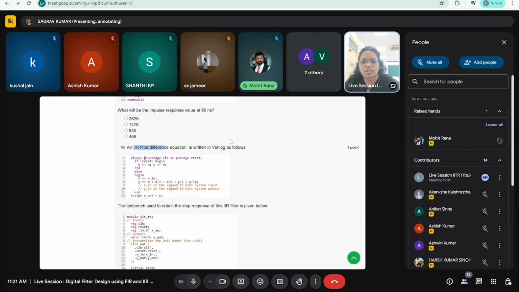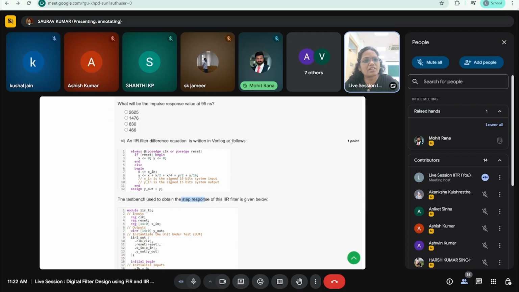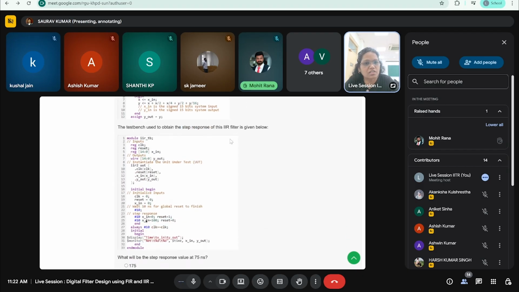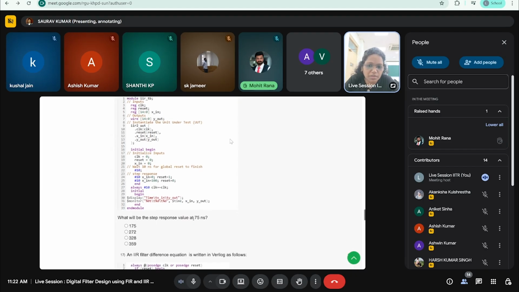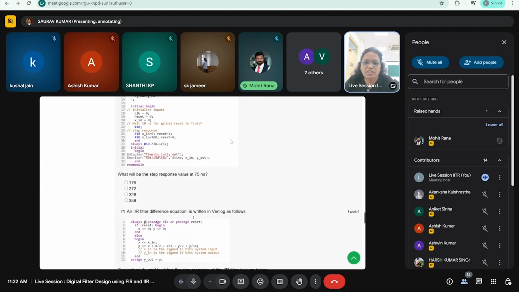16 is also about the IIR filter difference equation, and a very different difference equation, which is dealt with in the lectures, is used here. If you notice the filter equation, get the step response here. So instead of impulse response, get a step response. The test bench is given for step response, making the reset 1 for some time, and then reset becomes 0. And you see the input xn is 0 for some time, and then it is made 100 for the rest of the time when reset is 0 in this case, like question number 16. Okay, question number 16 is step response.